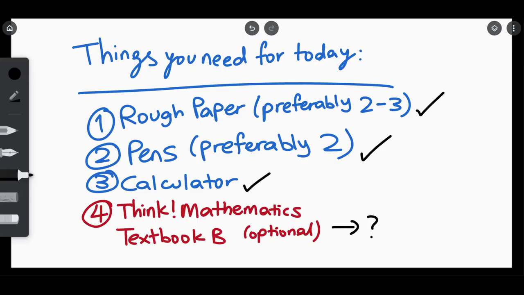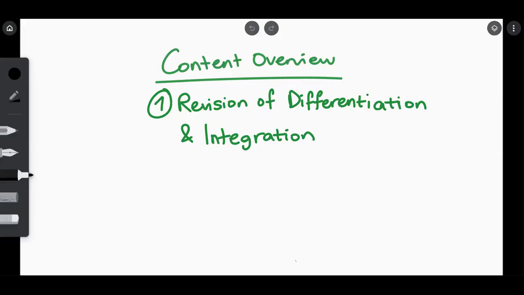Alright, so today I have a few agendas. The first thing is the content overview for today. What will I be covering? Firstly, differentiation revision and integration revision. Those of you who find integration very new, do not worry, it's actually simpler than differentiation after you have gotten used to the flow of the questions.